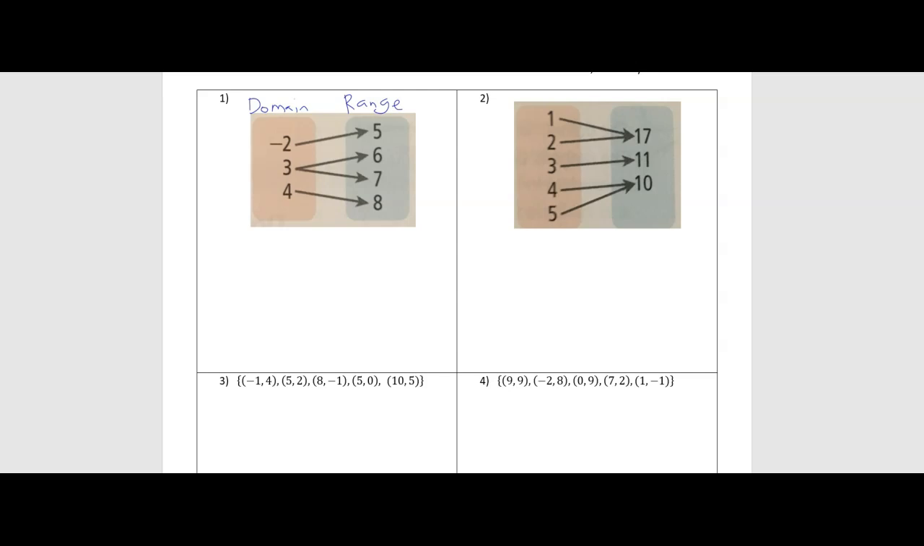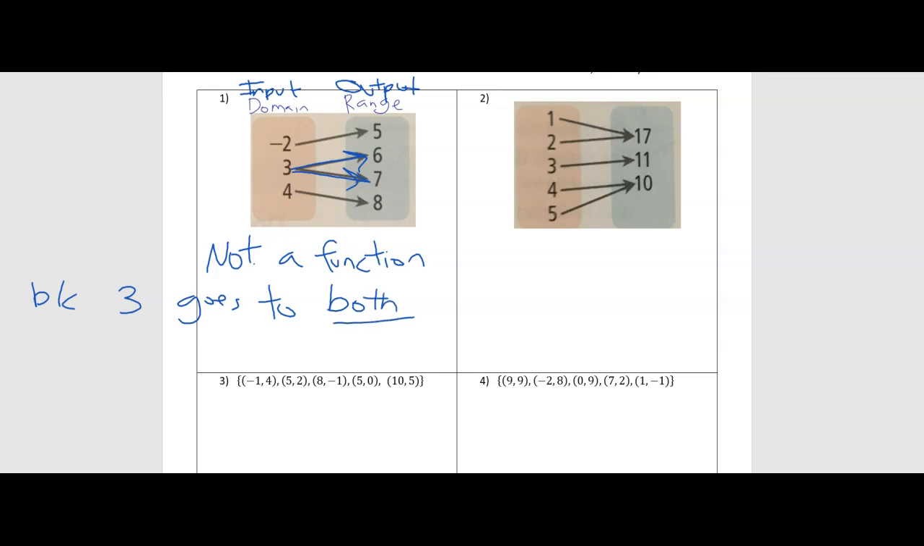Okay, so for number 1, we've already gone over an example like this, but 3 is going to both 6 and 7, which means this cannot be a function because the input category, right, that's the domain category. We have an input going to 2 different outputs. So not a function because 3 goes to both 6 and 7.